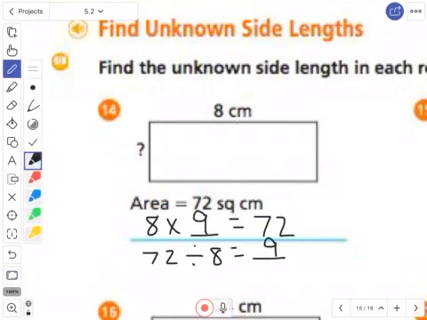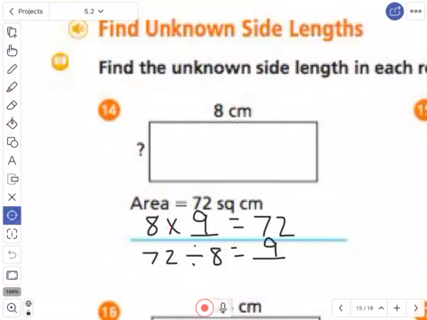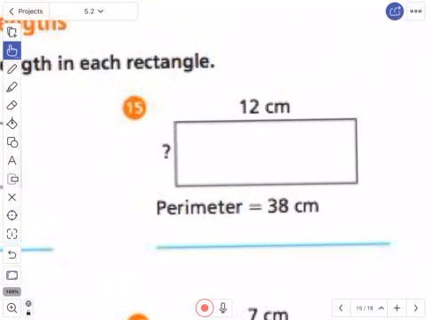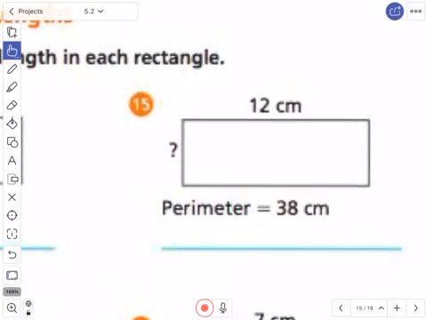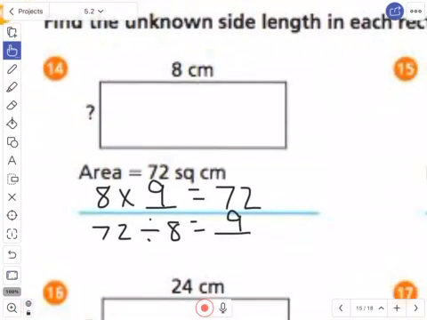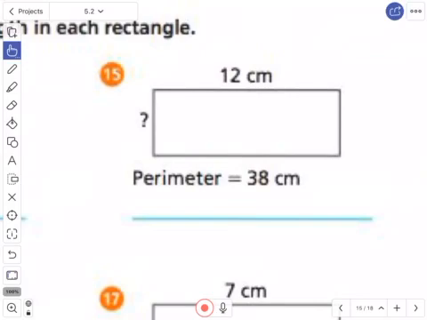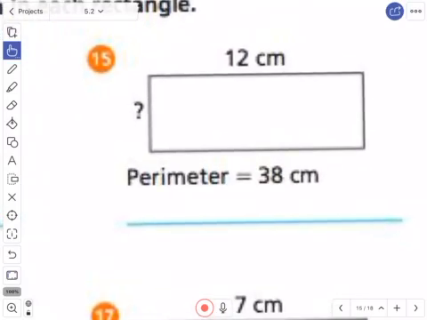So you can either write a division fact for this, or you can write the multiplication fact like this for these problems. I'm going to do one more. So this one, okay, except for that one, the area, because I have to just do 8 times 9. But now look at this. Number 15 is perimeter. And that means all 4 sides, when I put them together, equals 38.